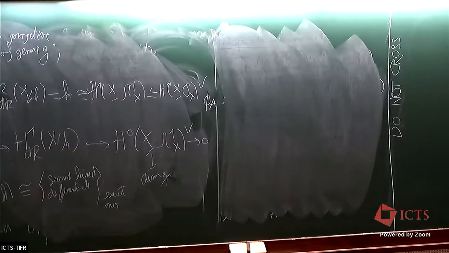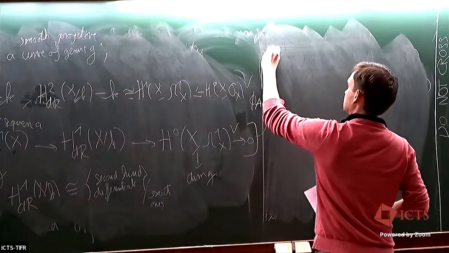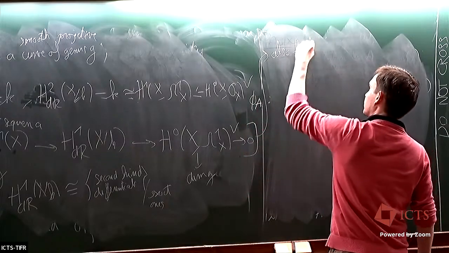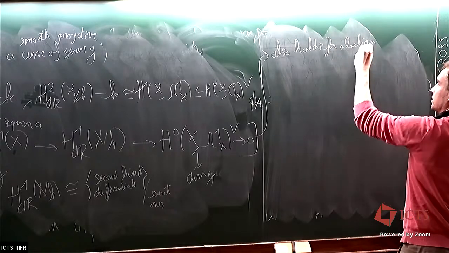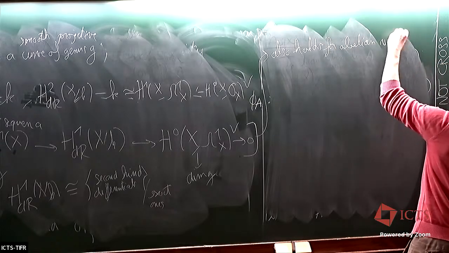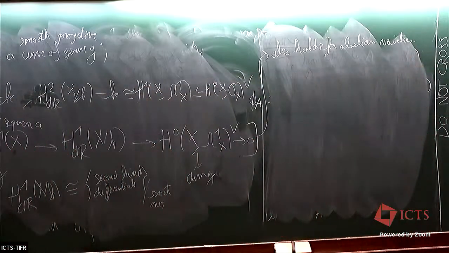I'll just say maybe this also holds for abelian varieties. It's also a dimension 2g, etc., etc. All right.